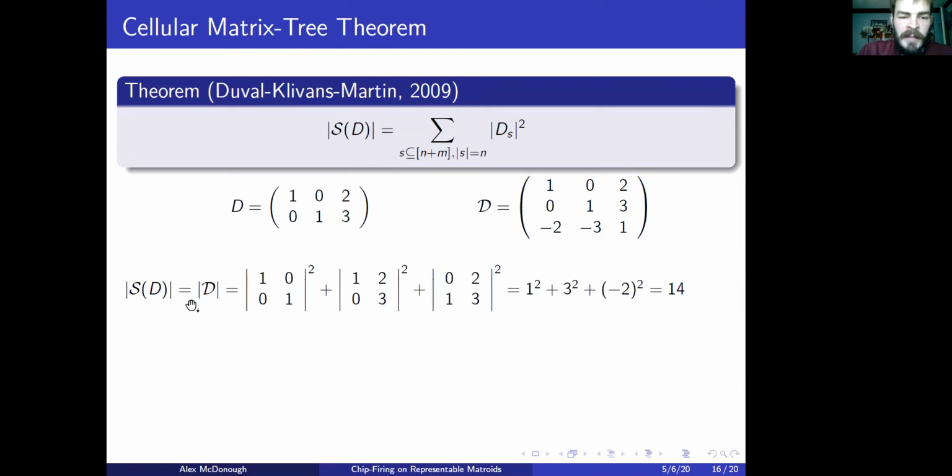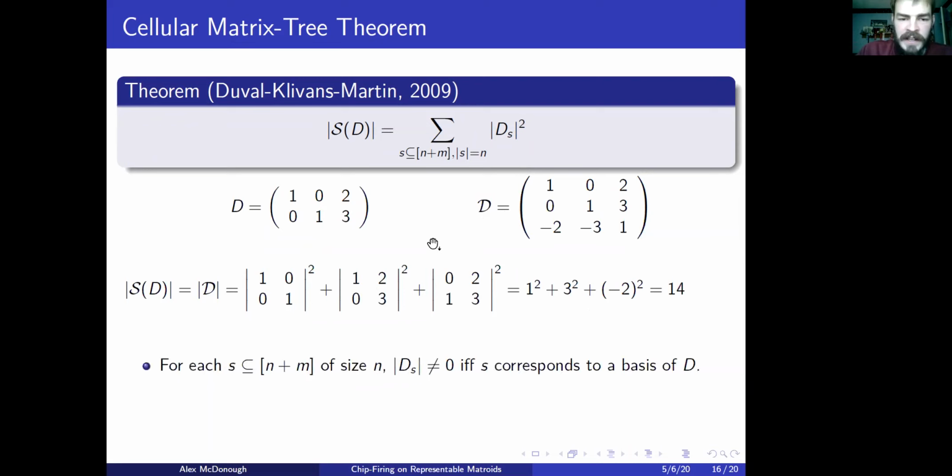So the determinant is going to be, since there are 2 rows here, we take every set of 2 columns of D, find the determinant of that, and square it. So in this case, we have the determinant of this squared plus the determinant of this squared plus the determinant of this squared. It's going to equal 14, and that is also going to be the determinant of fancy D. And that's the size of the sandpile group of D.